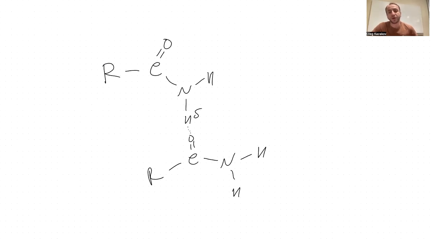Delta plus on the hydrogen, delta minus on the oxygen. So electrostatic attraction will ensue. Then you can also have hydrogen bonding between the H's and the oxygens, which is typical in amides. You can show another amide somewhere nearby, maybe with its carbonyl group.